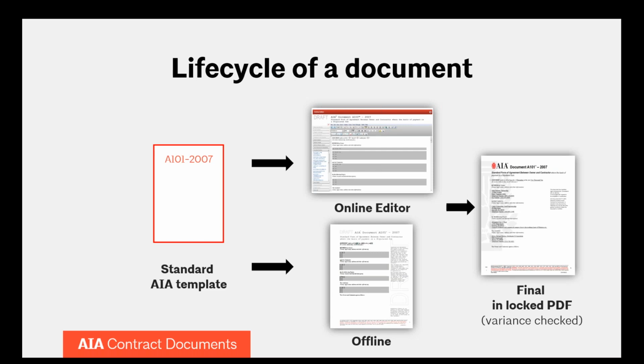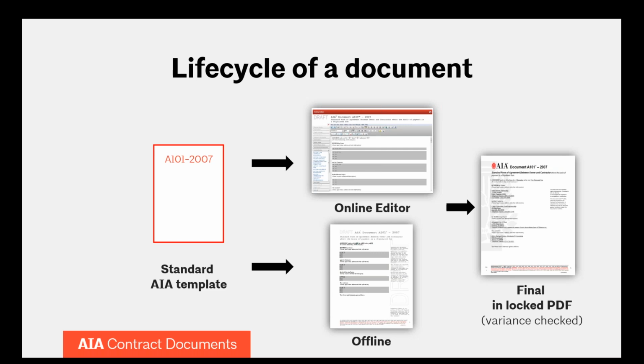Your finalized documents are going to be locked PDFs. If you're finalizing an agreement, it's going to be variance checked, which means that your changes from that standard AIA template, any edits to that legal language, are going to be marked in your final. If you choose a clean variance check when you finalize, your changes are going to be marked all the way at the end in an additions and deletions report. If you choose a comparative variance check when you go to finalize, those changes will be marked throughout the document.